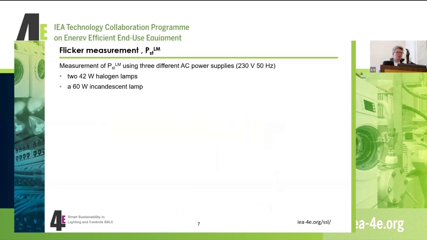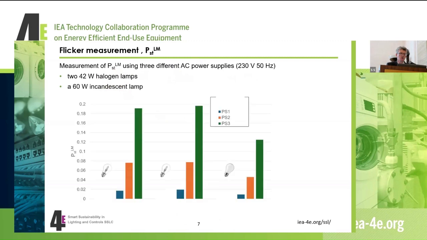So we decided to do some further investigation into this, doing measurements on PstLM using 3 different power supplies, all set to run at 230 volts, 50 hertz. And we decided to use pure resistive loads. So we used halogen lamps and incandescent lamps. So just to show you here. So these are the measurement results.